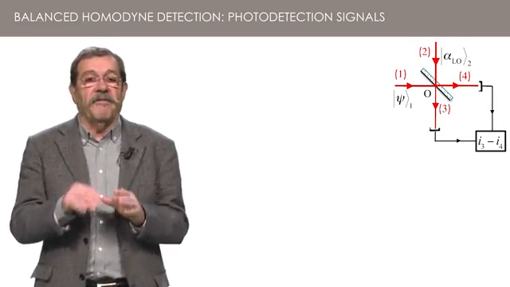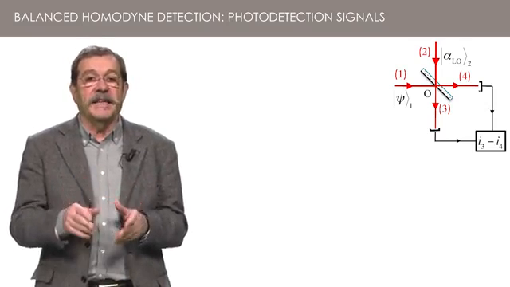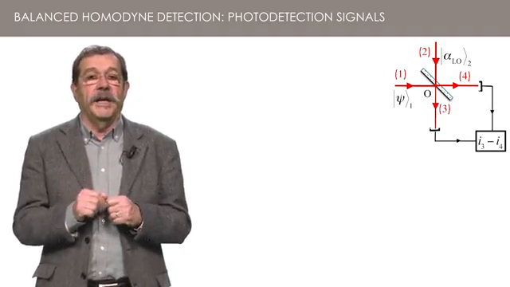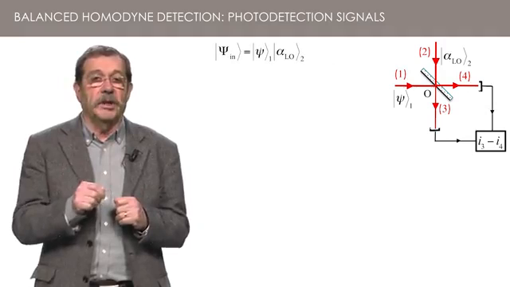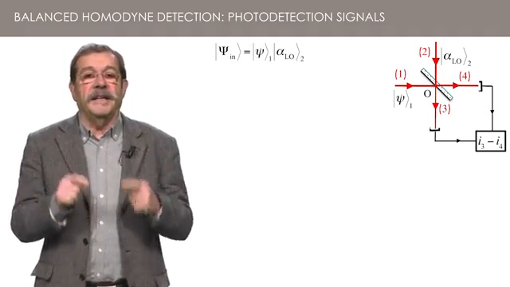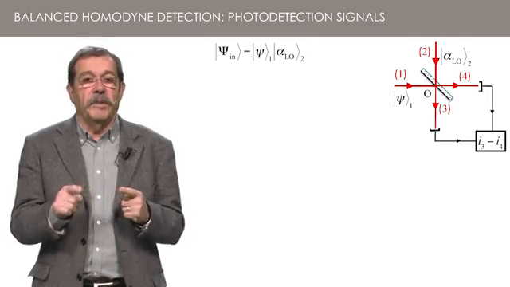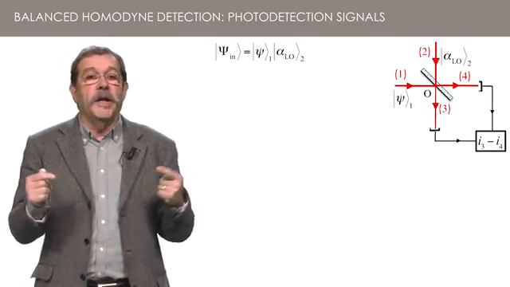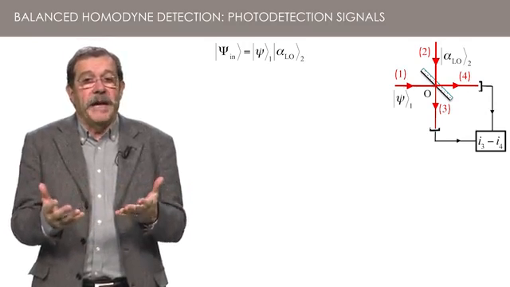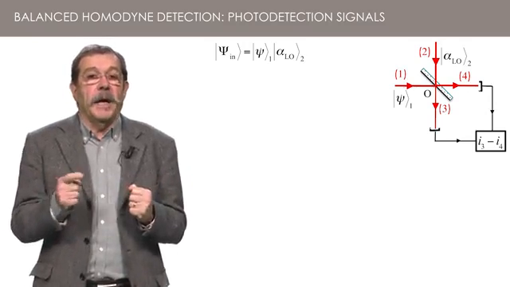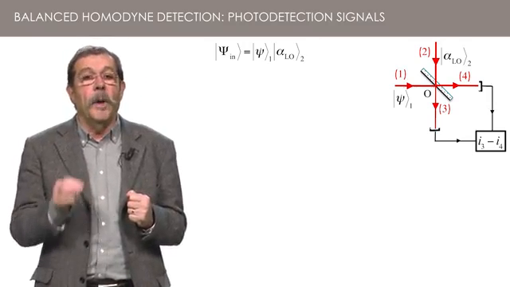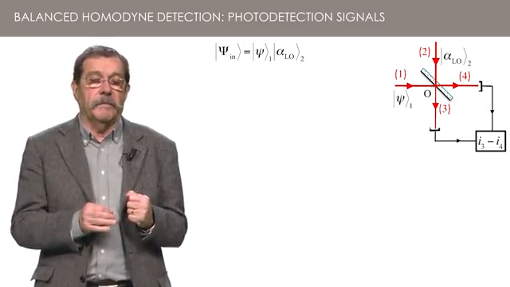We describe that field by a quasi-classical state alpha LO, and the whole input radiation is described by the tensor product of the two input states. There is a detector in each output port of the beam splitter, and one measures the difference between the photocurrents. For an equilibrated beam splitter with equal coefficients of transmission and reflection, this is called the balanced detection.